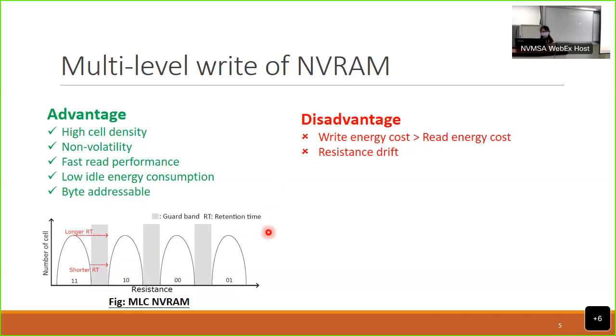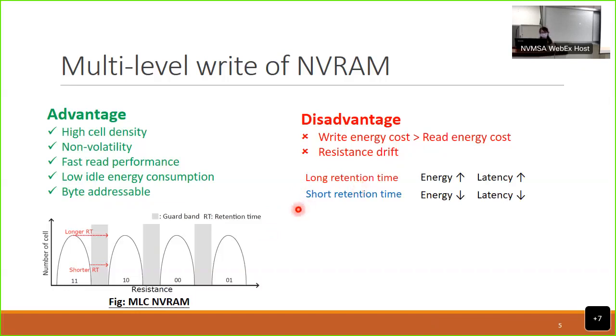But although we can see this resistance drift disadvantage, some researchers find that if we need long retention time, we can add more energy consumption and consume more time to program a cell. And if we need short retention time, we can use less energy and we can program the cell faster than the long retention time. So if we can use this properly, we can save energy in the system.